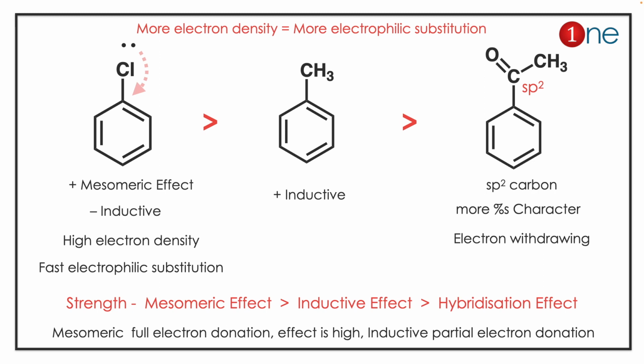So chlorine comes first, then toluene, then the acetophenone. Here the concept you have to learn is that the strength of the mesomeric effect is higher than any other effect.